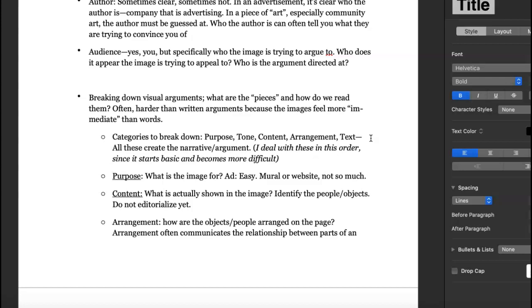Purpose, tone, content, arrangement, text, all of these create a narrative and an argument. I look at these in this order because I think they start really basic and then get more difficult as you go on. So purpose: what do you think the image is for? Advertisement, easy. Maybe if it's a mural, a website, or a piece of street art or other art form, it might not be as easy to tell at first glance. Content: what is actually shown in the image? Can you identify people or objects or anything else going on? Don't break it down yet. Just think about what you can actually see.